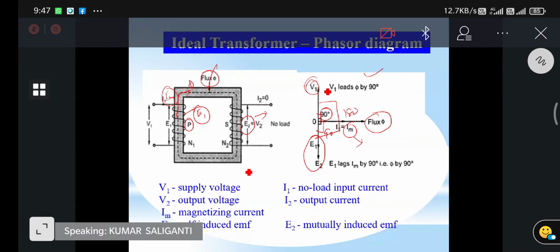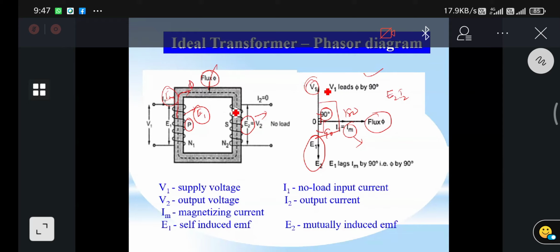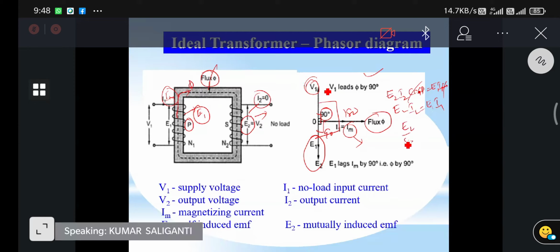So one point you have to remember here. In an ideal transformer, there are no power losses. That means if you consider E2, I2, this is E2 I2 cos phi, that is equal to E1 I1 cos phi. So cos phi and cos phi get cancelled here, and E2 I2 equals E1 I1. Here, E2 by E1 equal to I1 by I2.